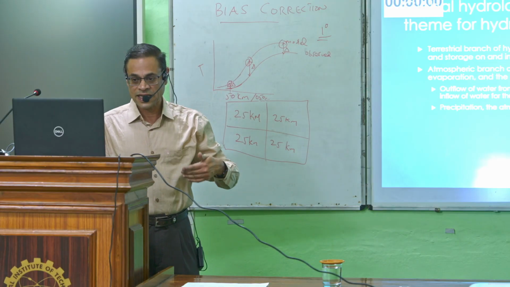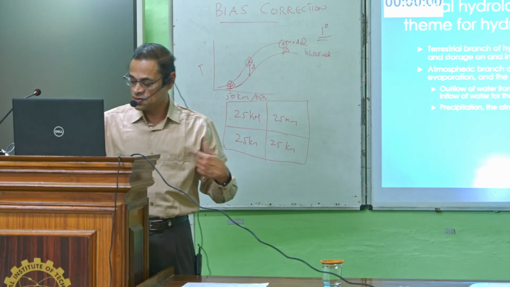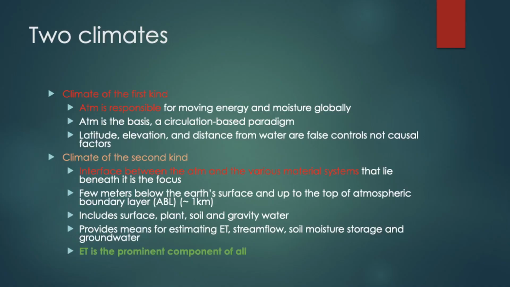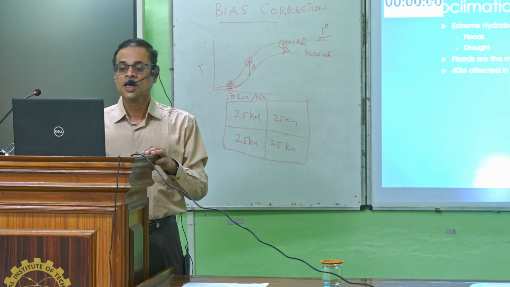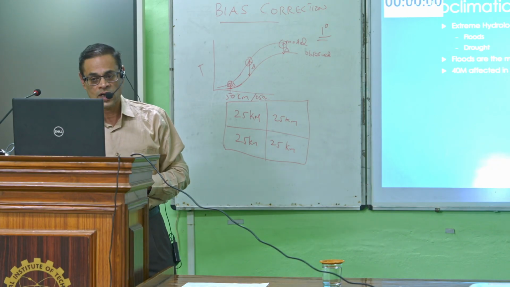So their loss is our gain, right? Atmospheric loss is the land surface people's gain. Again, I think I'm repeating here with respect to climate of the first kind and climate of the second kind, so I'm going to skip those. So let's now come to hydrologic extremes.